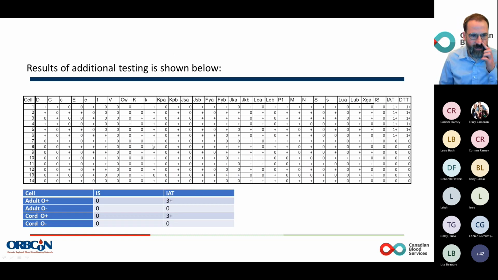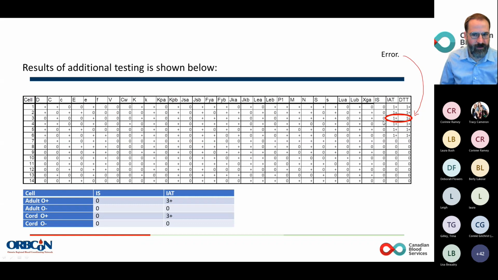So the results of the additional testing are shown, and I have to highlight that there was an error made. My apologies for anybody who lost sleep or had stress trying to answer this question with cell 3 being reactive. This should be zeros, not 1 pluses on this table. So the table should be 1 plus, 1 plus, and then no reactivity with the cell, and then 1 plus, 1 plus, similar to the first panel, just with the DTT treatment, showing persistence of the reactivity afterwards. So my apologies on that. That's what we're seeing with DTT treatment, persistence of the reactivity.